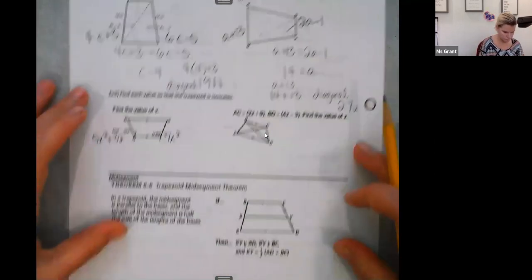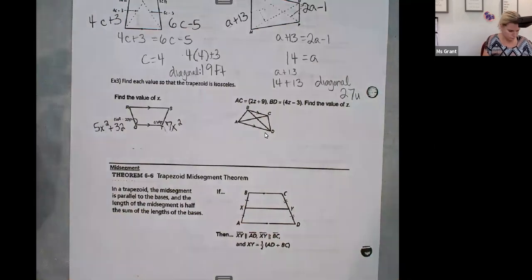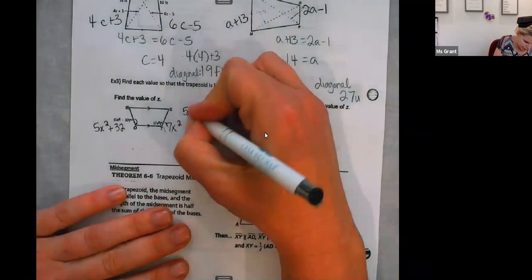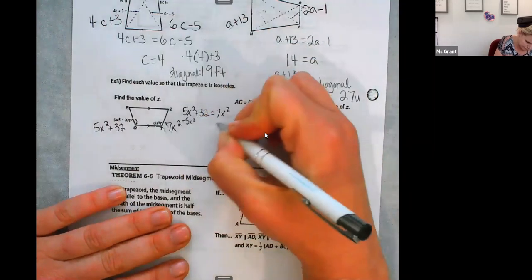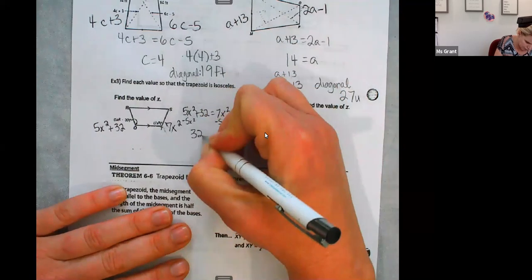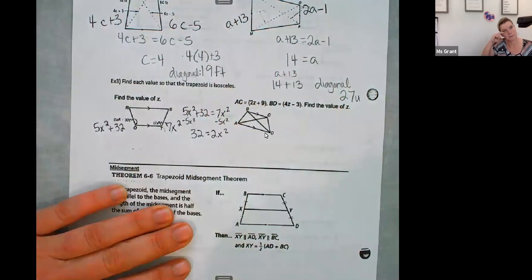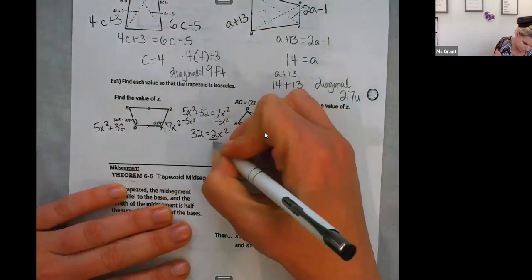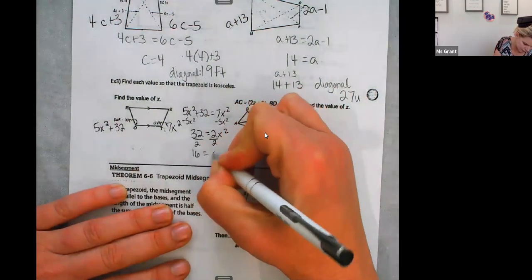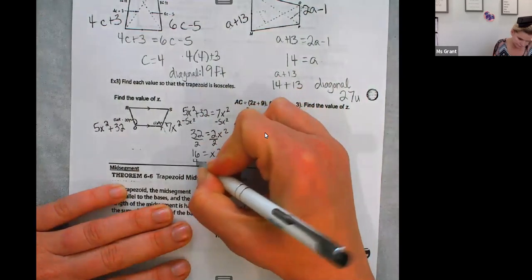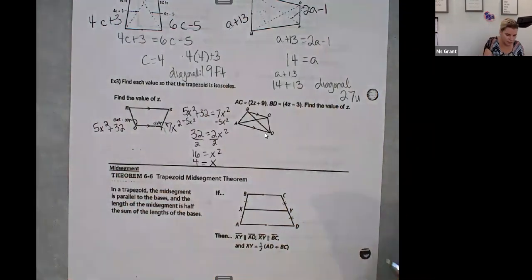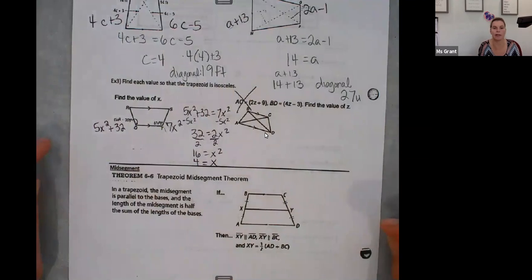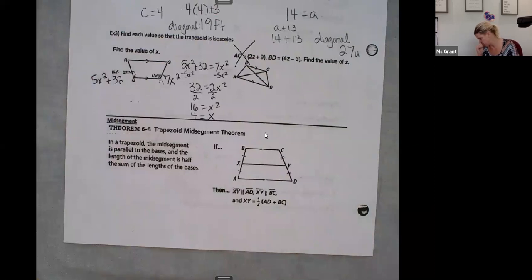All right. Five x squared plus 32 equals 7x squared. 32 equals 2x squared, right? Divide by 2. 16 equals x squared. X equals 4. You know, we're not even going to do this one. It's the same thing. The diagonals are congruent. You set them equal to each other. Too easy.